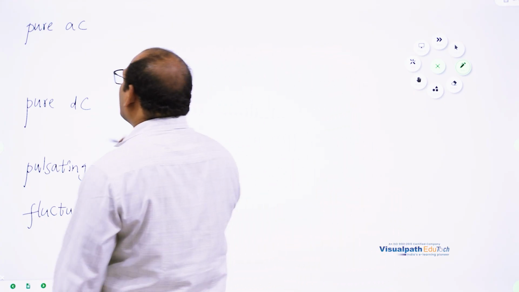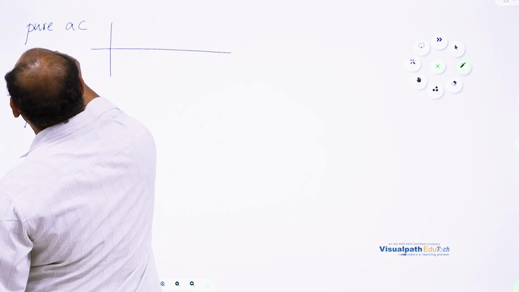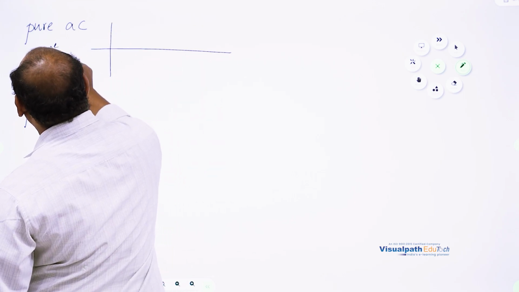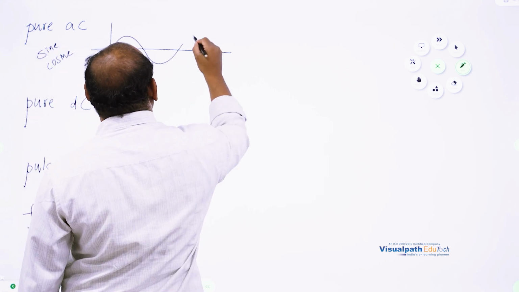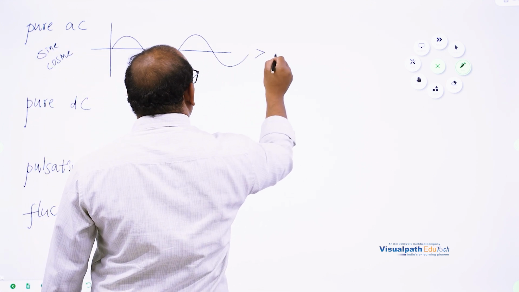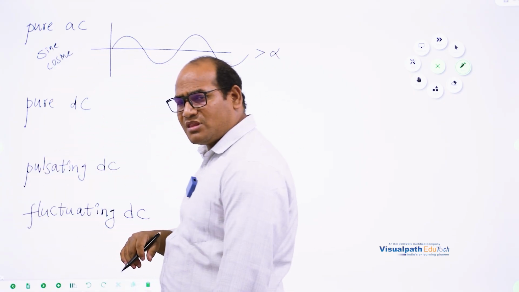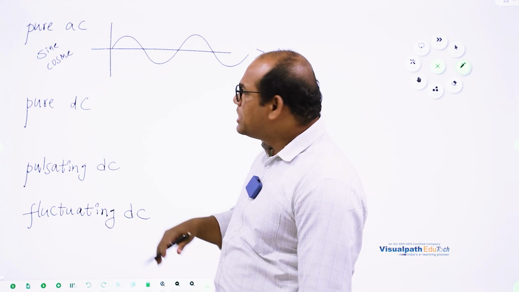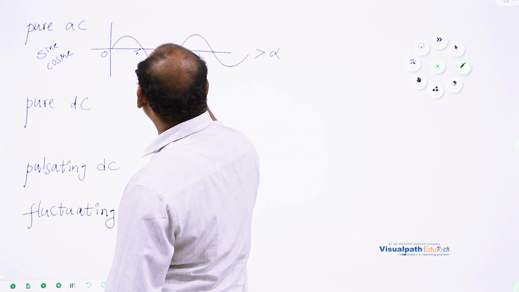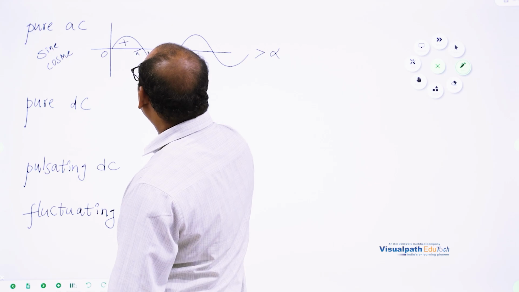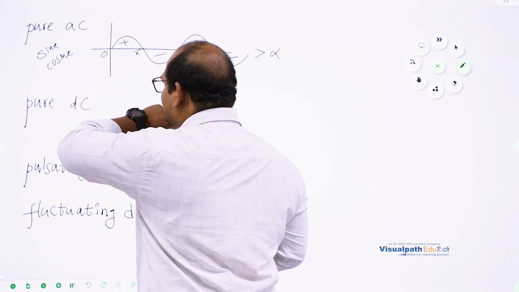Now, what is pure AC signal? Pure AC signal means you can take a sine signal or a cosine signal, any one you can take. For the explanation purpose, I am taking the sinusoidal signal like this. Here the signal is changing with respect to alpha. Because it is a sine function, during the first half cycle it is positive, during the second half cycle it is negative, and the cycles repeat like this. It is a pure AC signal.